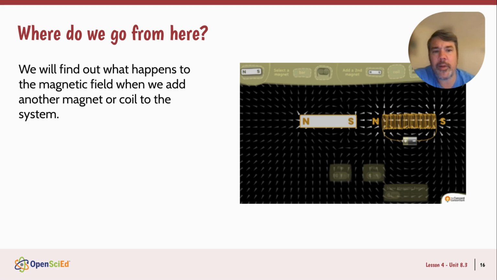Okay, so where we go from here is in the next lesson, we're like, well, what if we put another magnet or a coil next to that? What if we add one to the system? How does that change the magnetic field? So in lesson 5, we're going to play around with the simulation, check out some cool things with 2 magnets or a magnet and a coil.